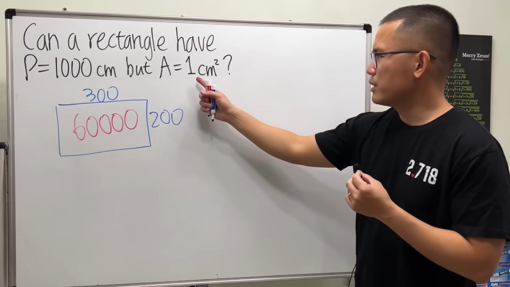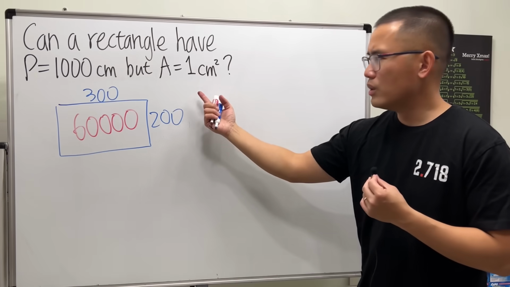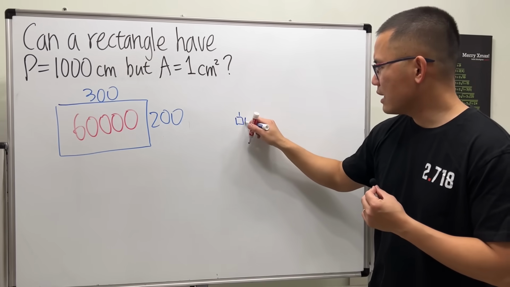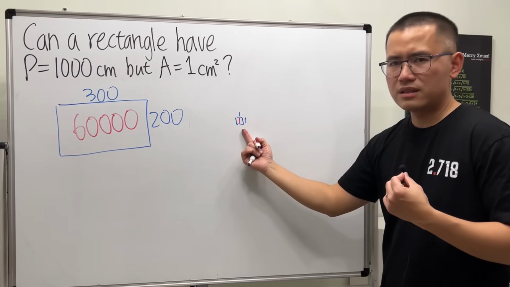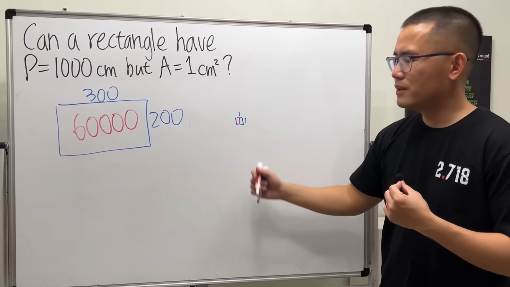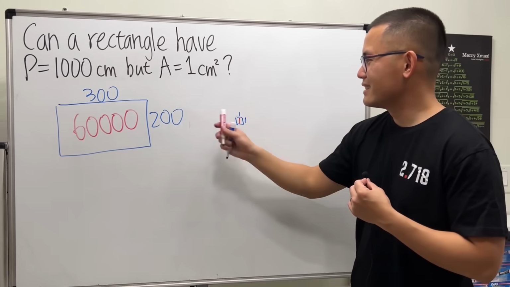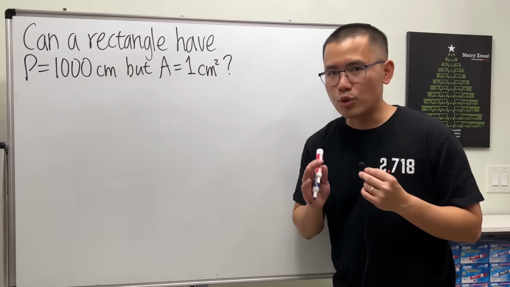How can we possibly just get 1 though? 1 centimeter square, it looks like this. Isn't it just 1 times 1 is equal to 1? That's like this. Well, don't worry. Let me show you how this is actually possible. So here, let me give you a general rectangle first.